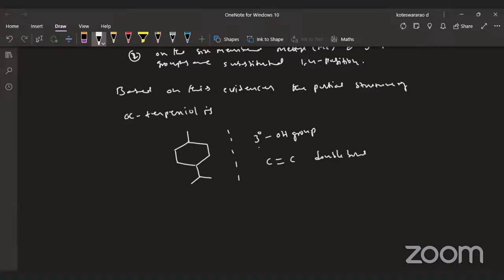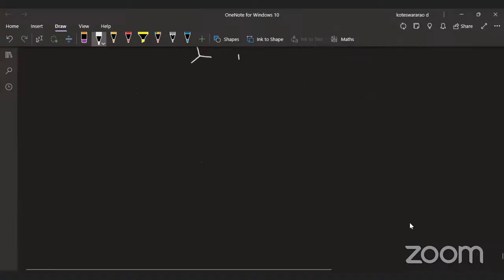Now, further, to identify the positions of that tertiary OH group and double bond, we need to do a degradation experiment. Position of C double bond and tertiary OH group.